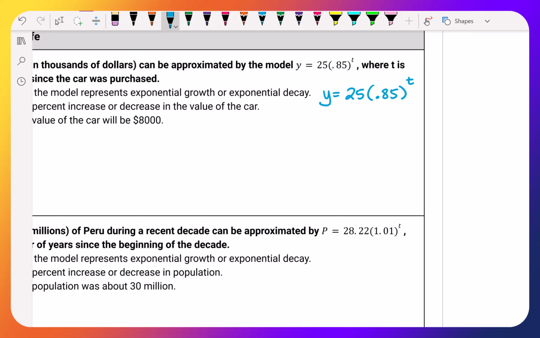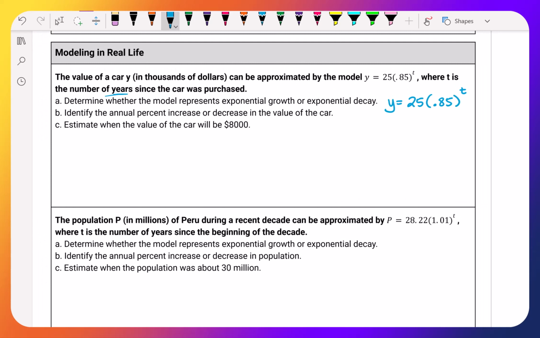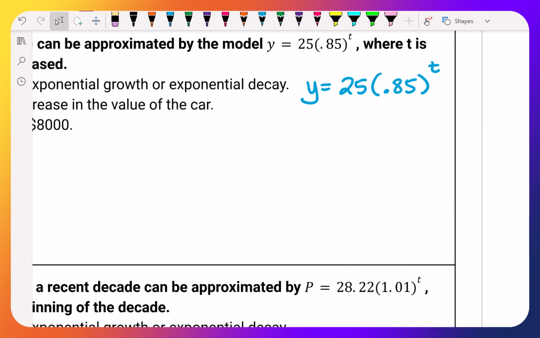And see how they put a little t here. Now, if you're typing that into Desmos, just use x instead of t, and you'll be fine. It says t is time, and time in years, and that's important when you're interpreting the problem. So it says determine whether the model represents a growth or a decay. Well, it's a car. It's going to lose money. It's going to depreciate. You can tell by immediately looking at this number here.